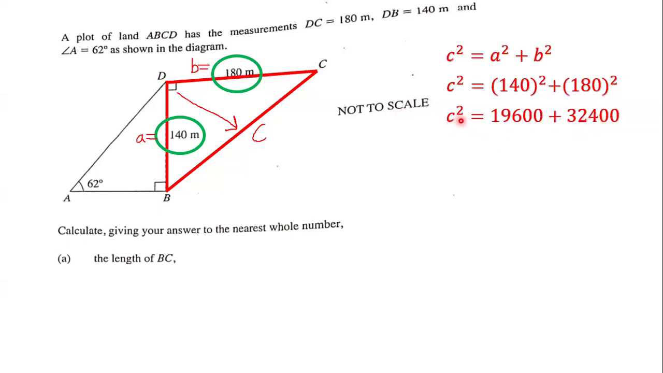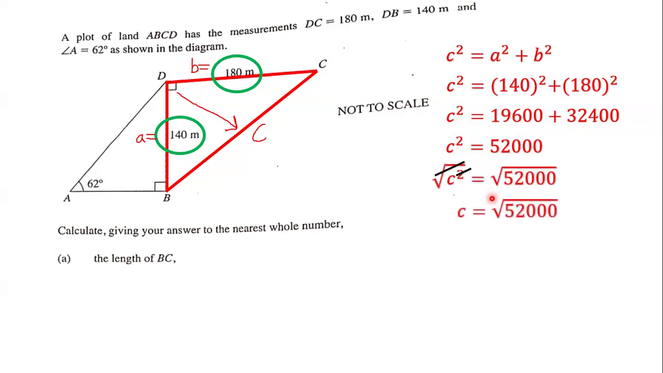And so we have c squared is equal to 19,600 plus 32,400. We're going to add this sum. When we add the sum, we get 52,000. And so we have that c squared is equal to 52,000. Next, we're going to take the square root of both sides. We cancel this with this, and we're left with c is equal to the square root of 52,000.